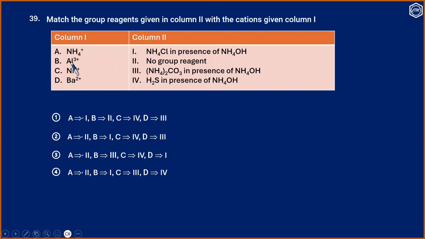Now Al3+: ammonium chloride in presence of ammonium hydroxide, aluminum hydroxide precipitates. And nickel, hydrogen sulfide in presence of ammonium hydroxide, nickel sulfide. And barium as barium carbonate. So the correct option will be 2. That is the correct answer.